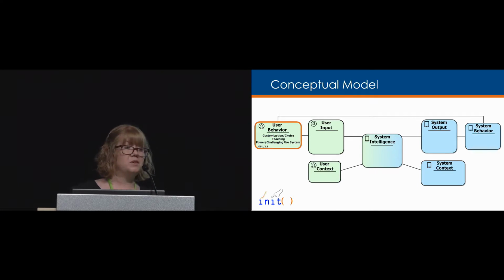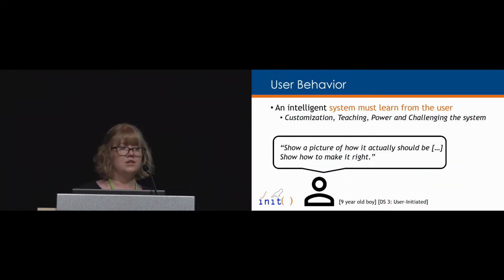So the first main theme we saw was user behavior. In the children's mental model, we saw that an intelligent system must learn from the user, that the user can take on a constructive role when looking at error detection and correction. A 9-year-old boy from design session 3, when we looked at user-initiated errors, said, show a picture of how it actually should be, show how to make it right. So he was talking about providing images to the system to show that there was an error and teaching the system how to respond to that error.